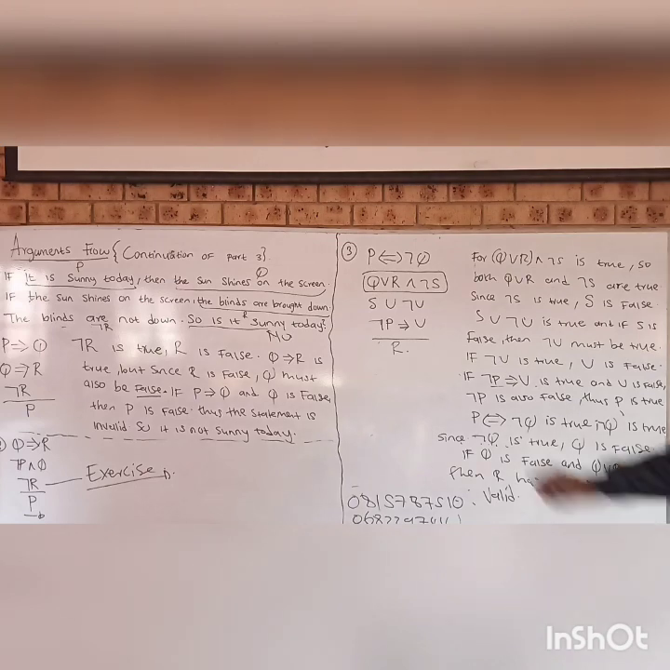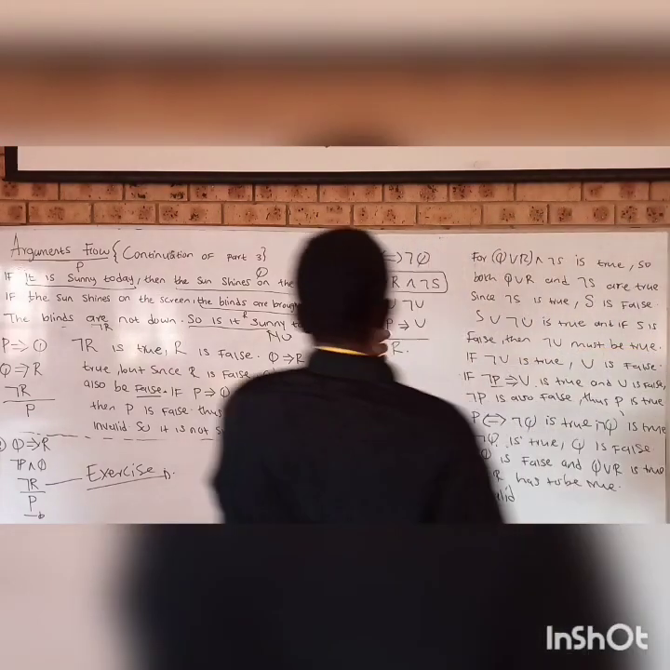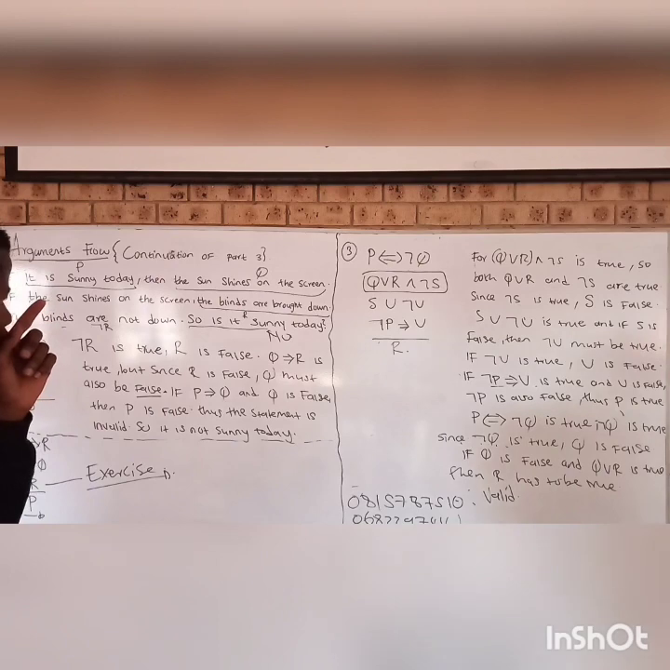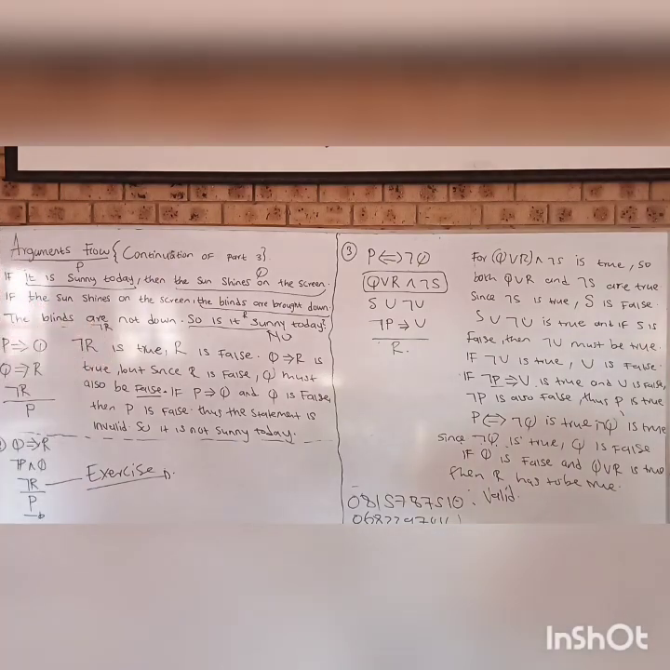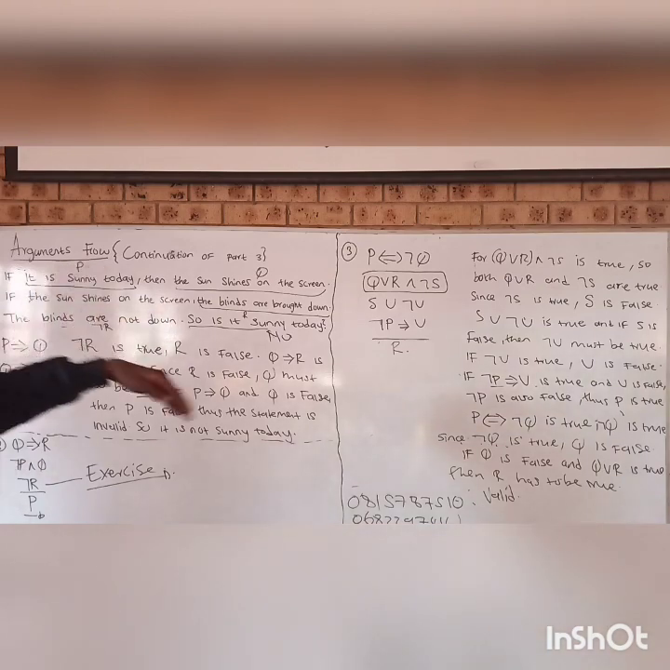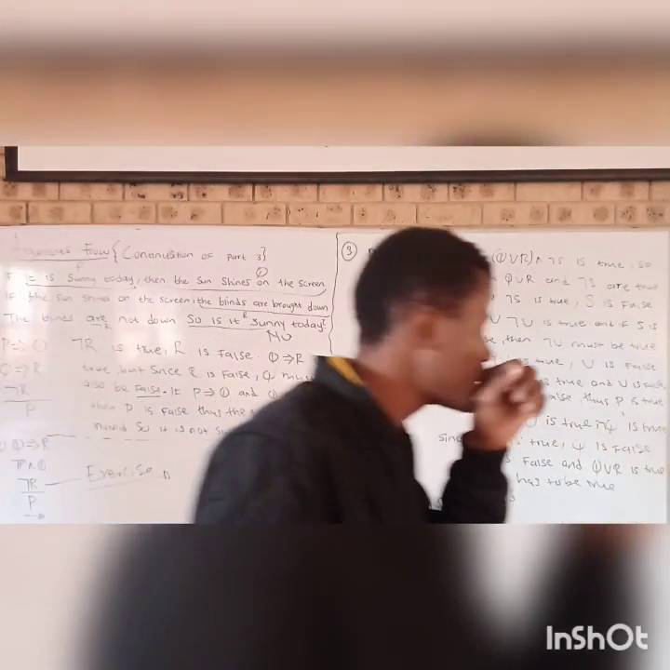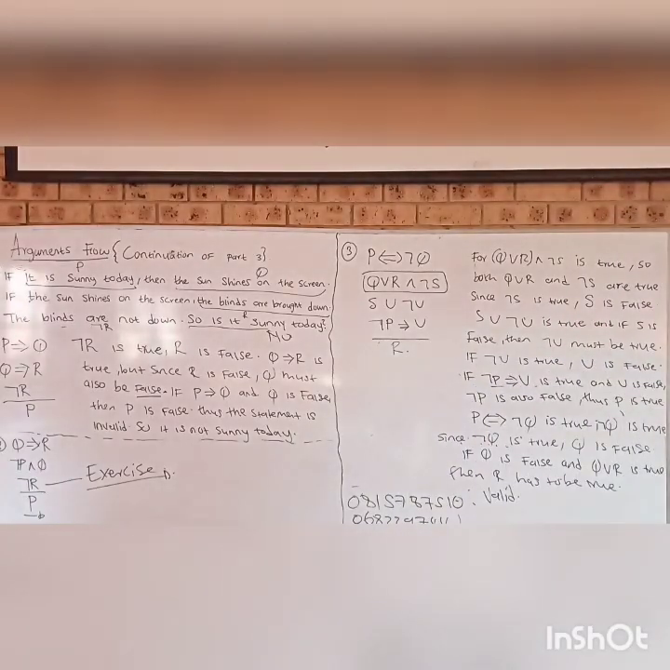Example number 3. P conditional not Q. Q or R intersect not S. S union not U. Not P conditional U. Conclusion: R. So you see, you are given how many statements? Four true statements. Then you have to conclude on the truth value of R.